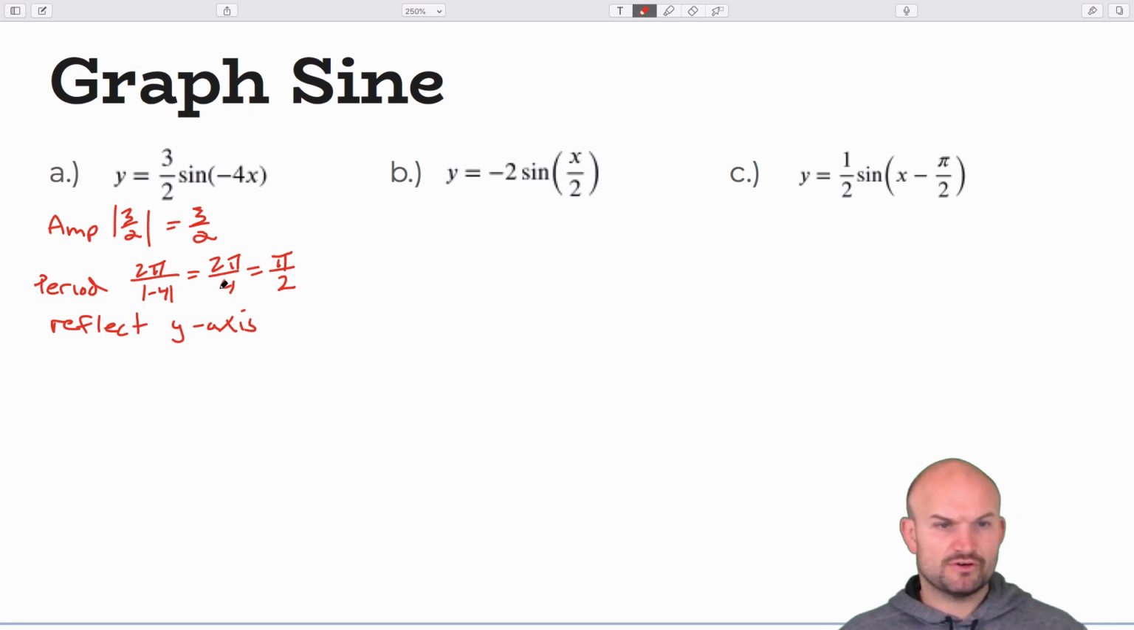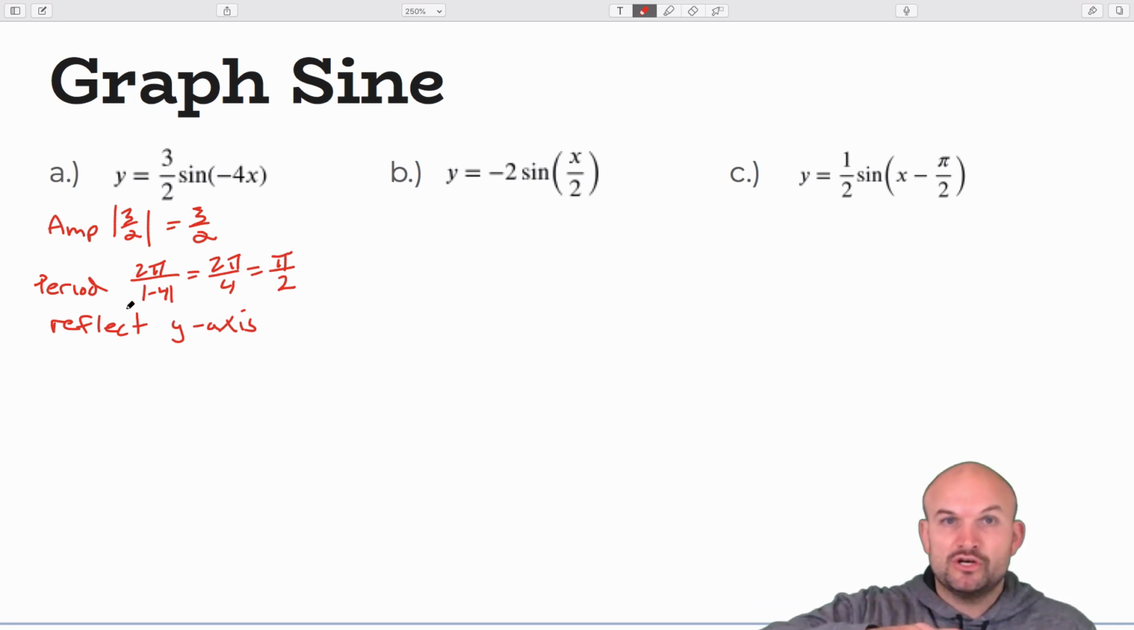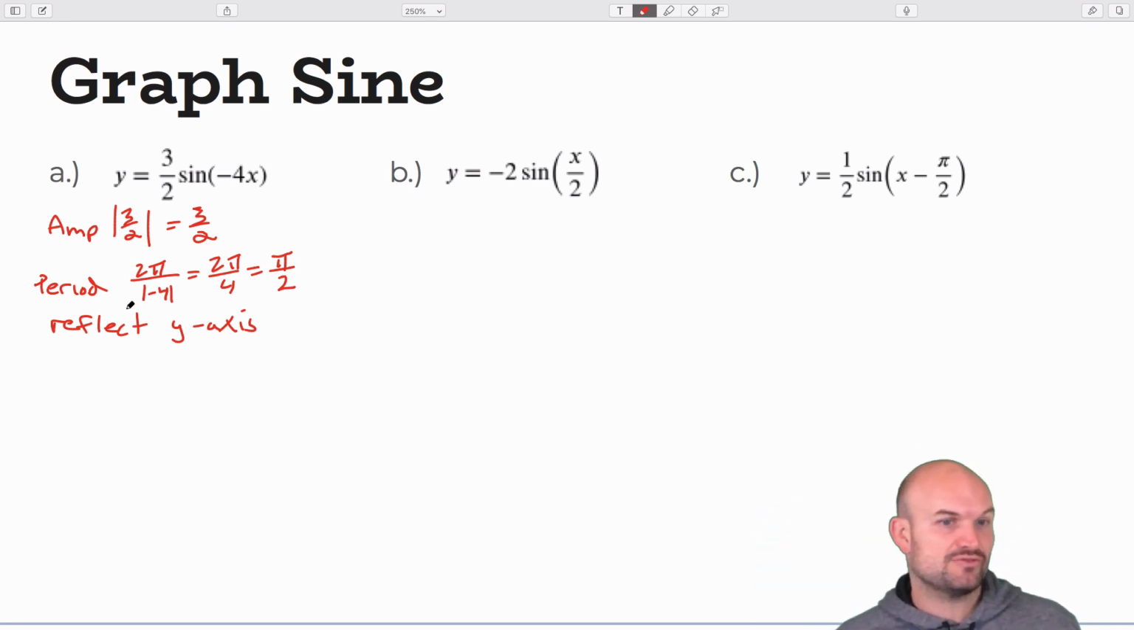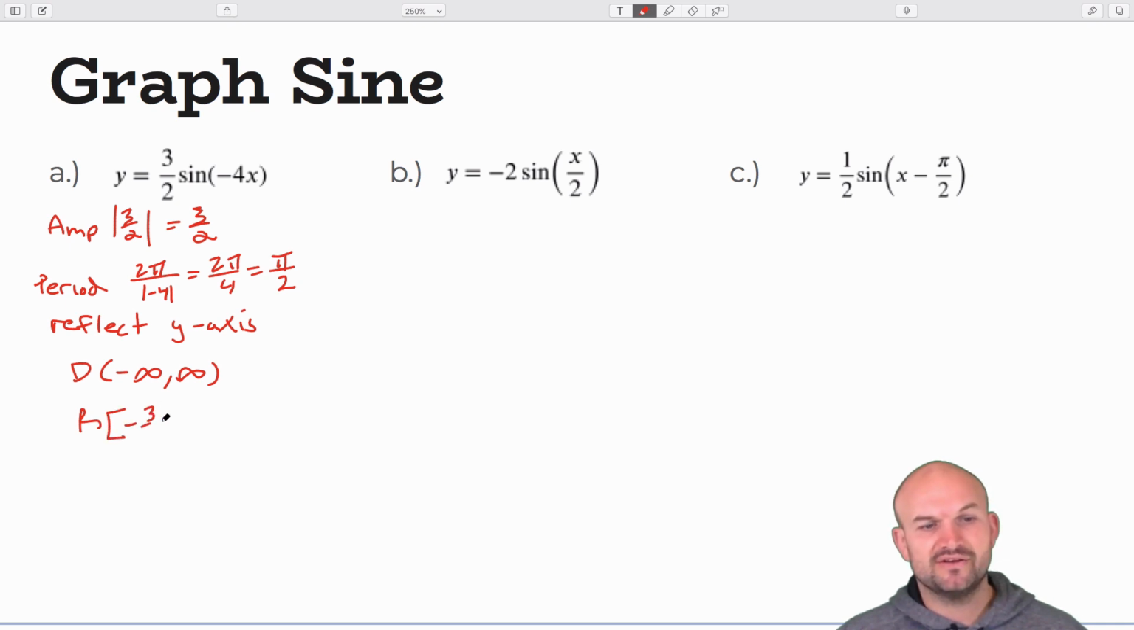There is no shifting left or right or up or down. However, the range changes by the amplitude, right? And again, we looked at this on Desmos. When that a was 2, it went down to -2, up to 2. So if a is 3/2, that means my range is going to be from -3/2 to 3/2. So the domain is just the same, but my range is going to be from -3/2 to 3/2.